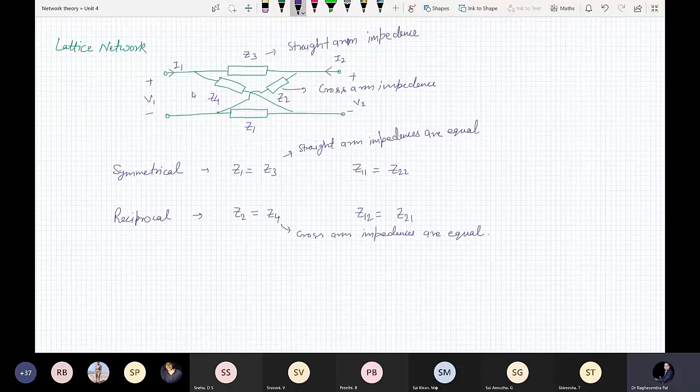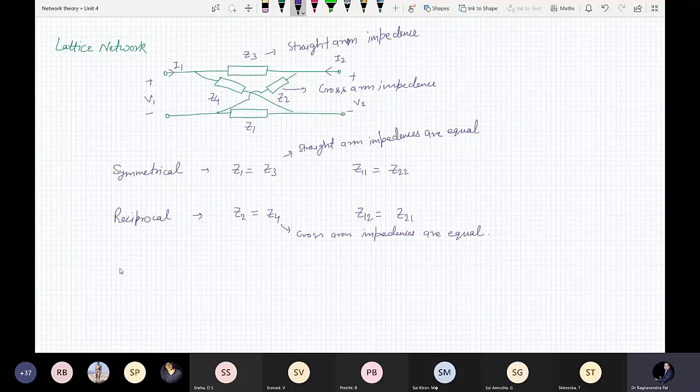Okay, these are some details actually you have to remember. However, there is nothing much to remember. In the lattice network diagram we have already studied Z1, Z2, Z3, Z4. Like this you can give the name. And for symmetrical, these two will be equal. For reciprocal, these two will be equal. Okay. Now you might be thinking that it can be possible that Z1 and Z3, Z2 and Z4, means both the conditions are satisfied. So in that case, that is true.